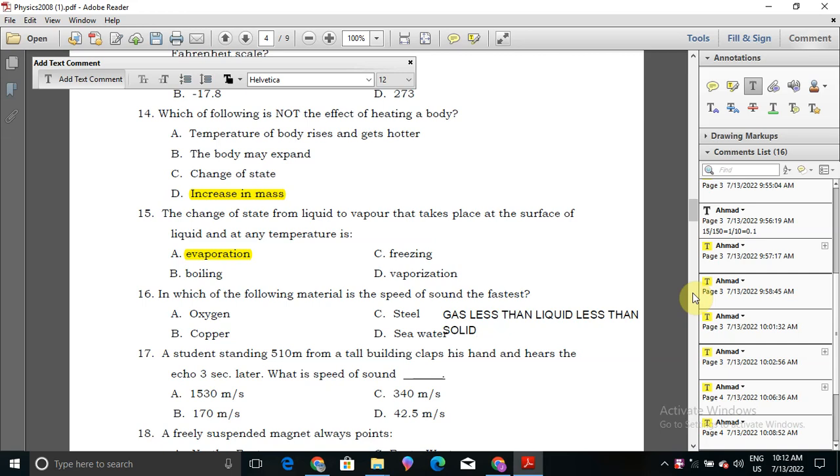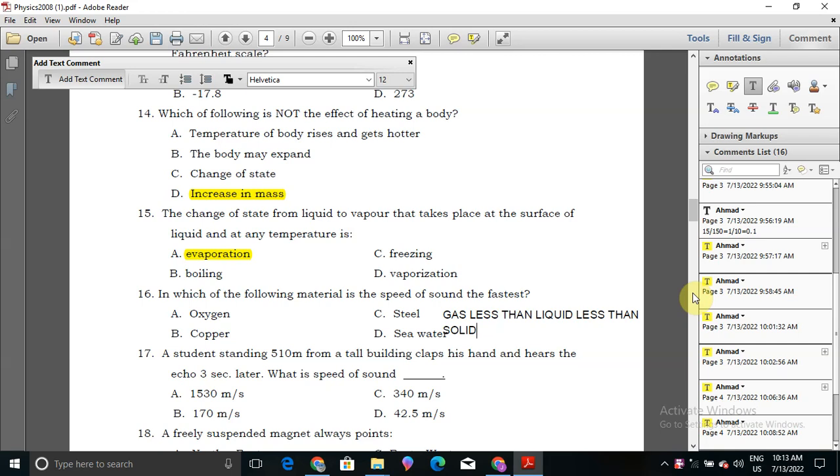So that means gas is less than liquid and liquid is less than solid. That means liquid is greater than gas and solid is greater than liquid. Okay, that means oxygen, we are not going to take it, or seawater, because oxygen is gas and seawater is liquid. So now what we have here, only two choices, which is B and C.